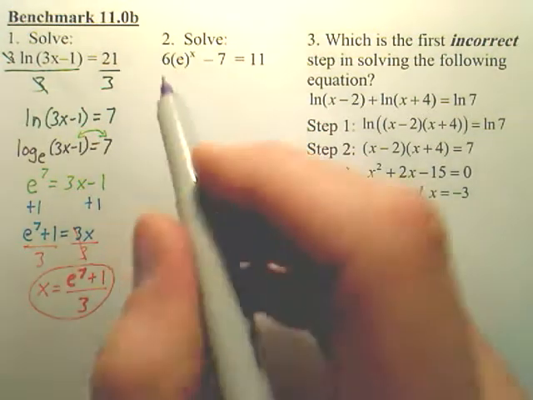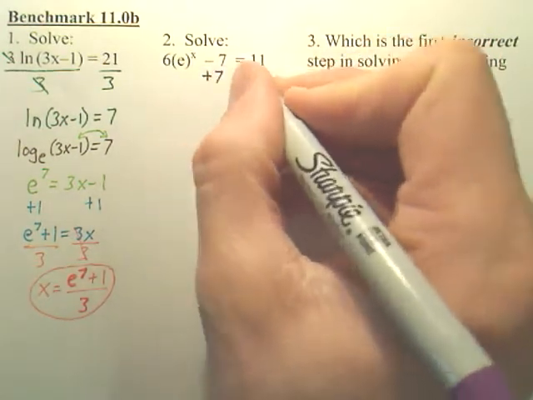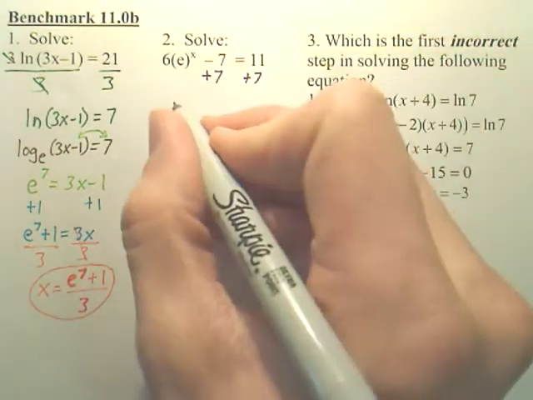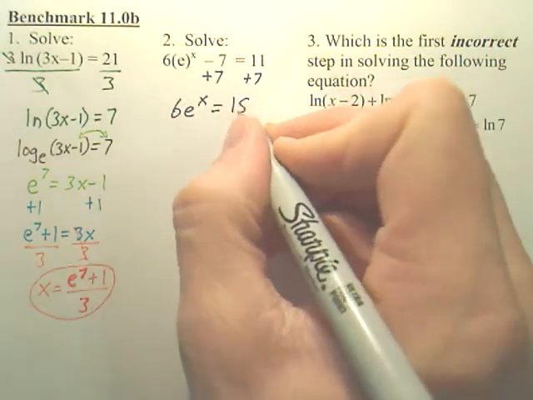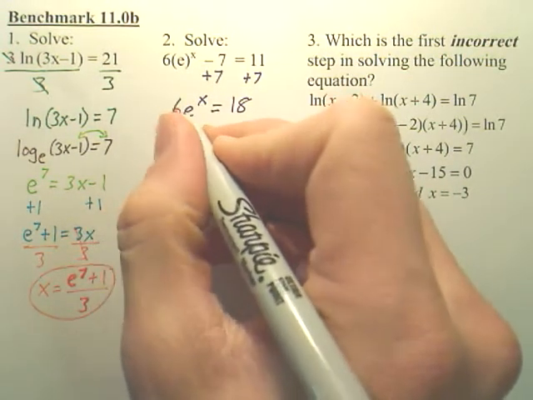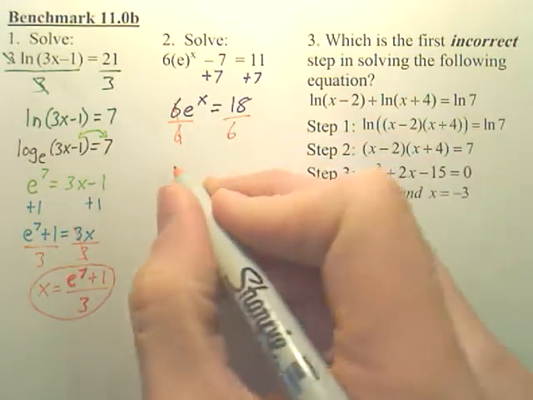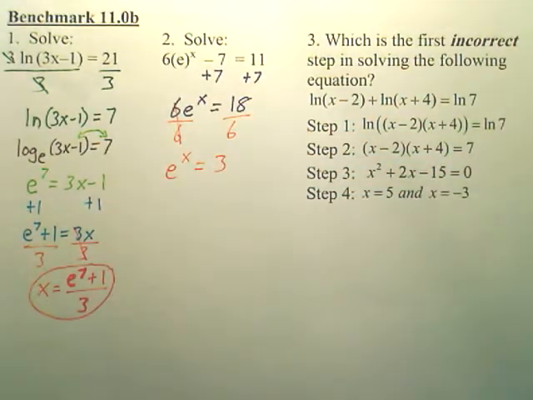Number 2, I want to solve this. So I want to get e to the x by itself. So the first step, move the 7 over. That'd be 18. Next, you got to get rid of the 6. That's held by multiply, so we divide 6 off. So we have e to the x equals 3.